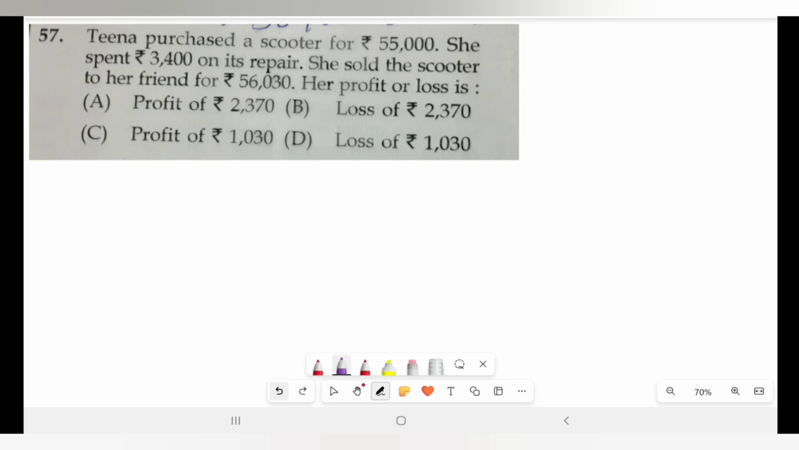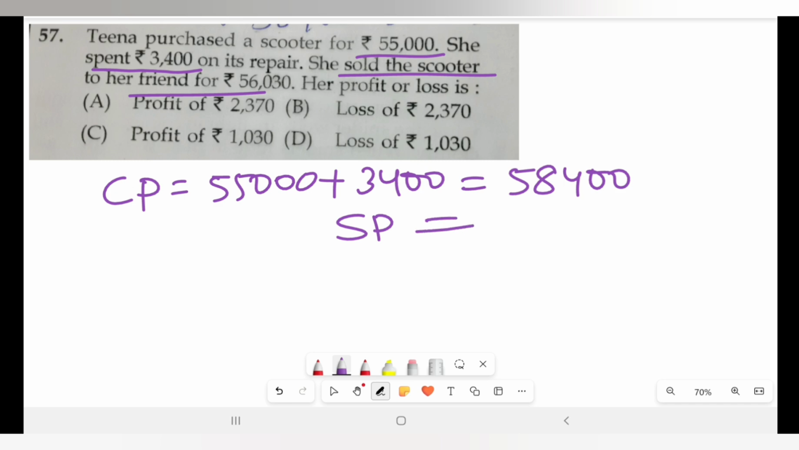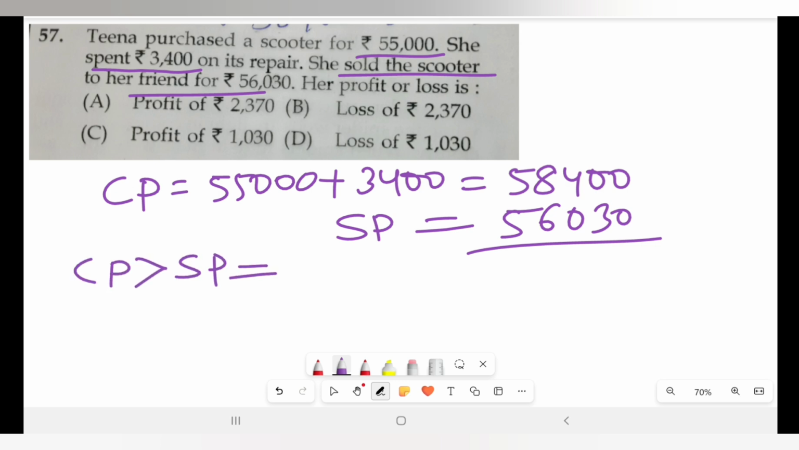Here in this question, Tina purchased a scooter for 55,000 rupees and she spent 3,400 on its repair. So the total cost price of the scooter becomes 55,000 plus 3,400, which is equal to 58,400 rupees. Then she sold the scooter to her friend at 56,030, so the selling price will be 56,030 rupees. As you know, the cost price here is greater than the selling price, so Tina faced a loss, right?